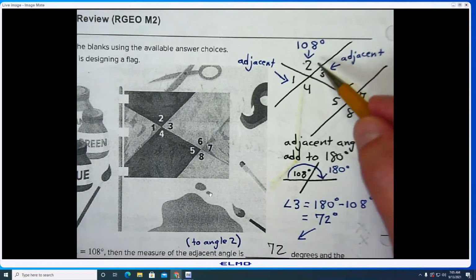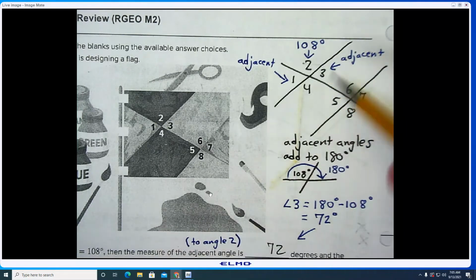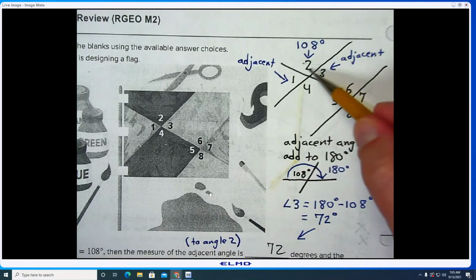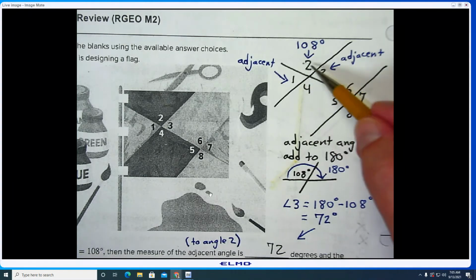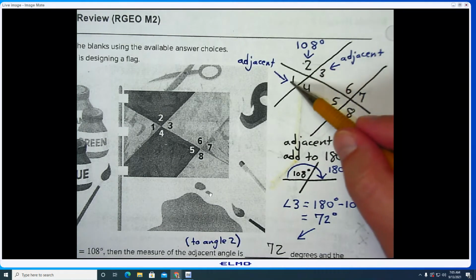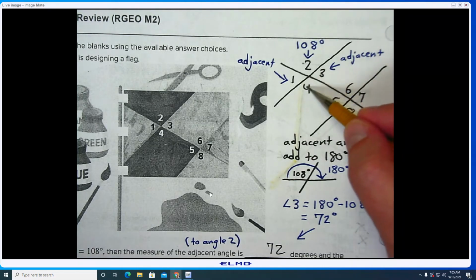All right, so we got measure of angle 2 is 108. They gave us that information. Here's the adjacent angle. Adjacent means next to us. So there's two angles that are adjacent to 2. Angle 3 and angle 1 are adjacent. And then across from it is angle 4.